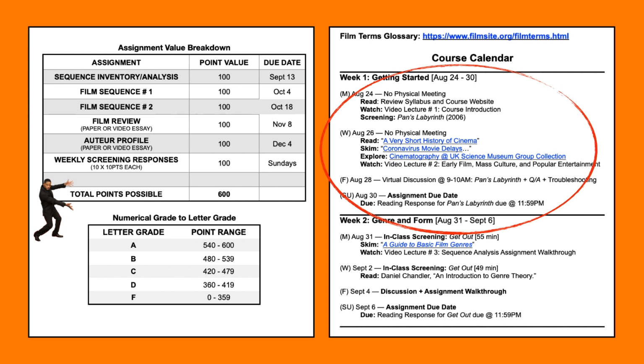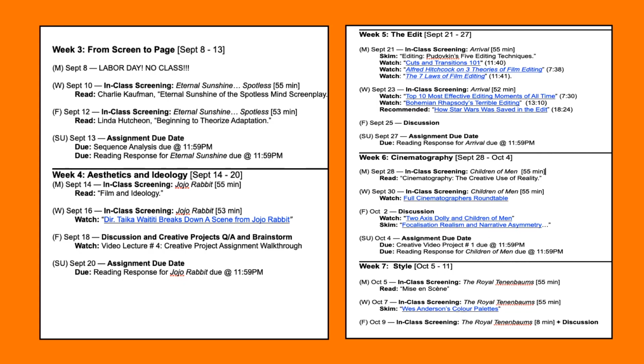All right, moving on. As you can see here under week number 2, genre and forms, this is how I designate assignment due dates on the course calendar. This is for the viewing and reading response entry for our second film of the semester, Jordan Peele's 2017 directorial debut, Get Out. And here we have weeks 3 through 7. I'm just showing these 2 pages of the calendar to point out that anything in blue is a live link and that the formatting will be consistent throughout the entire document.